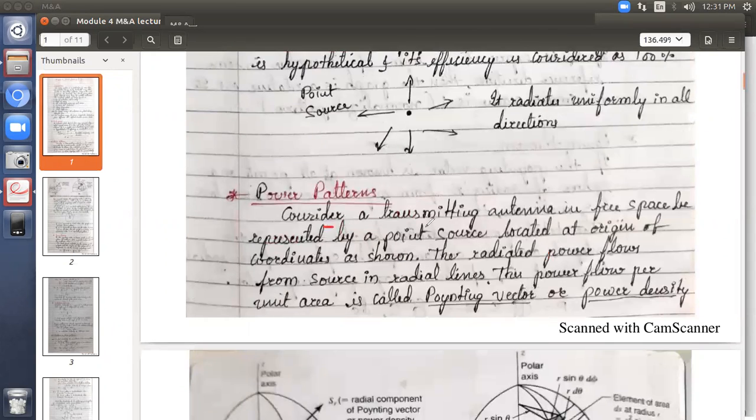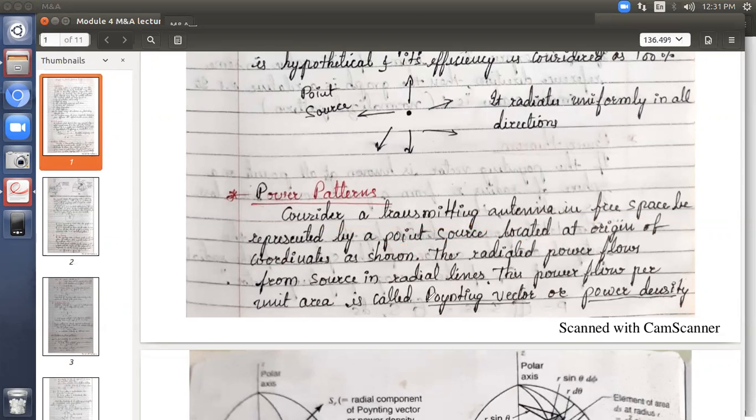consider a transmitting antenna. We are considering one antenna in free space, which is actually a point source. We are not considering any particular shape, whether square or circular, anything. We are considering one point source as a transmitting antenna. It is located at the origin of the coordinates as shown. And the coordinate system we use here is a spherical coordinate system.